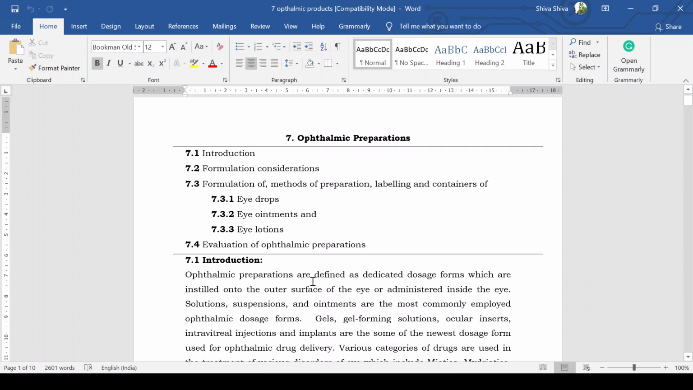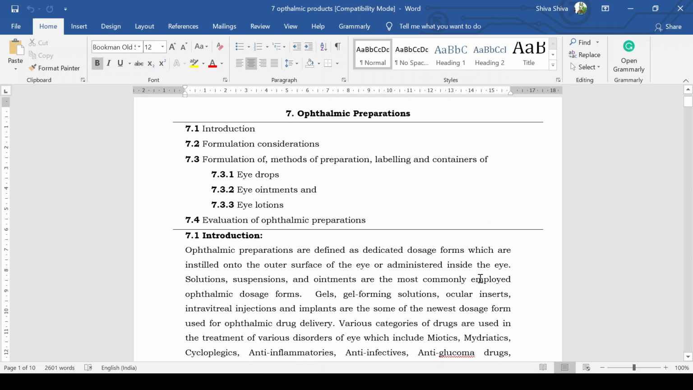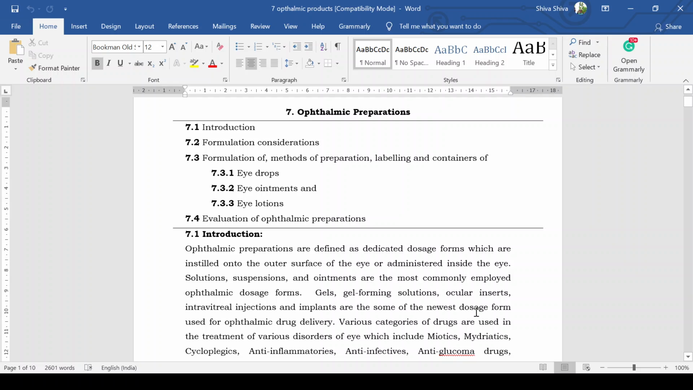So ophthalmic preparations are defined as dedicated dosage forms which are instilled onto the surface of the eye or administered inside the eye. So the word ophthalmic indicates the dosage forms which are used for the treatment of various conditions or various diseases or disorders related to the eye.